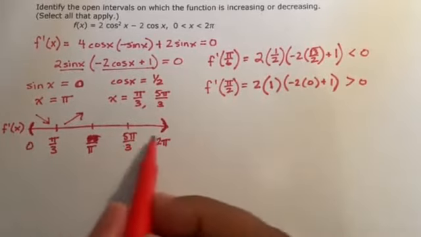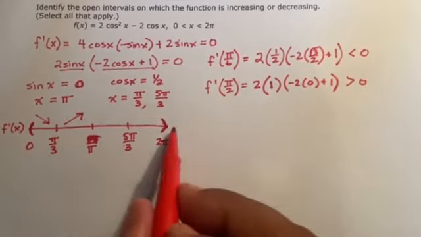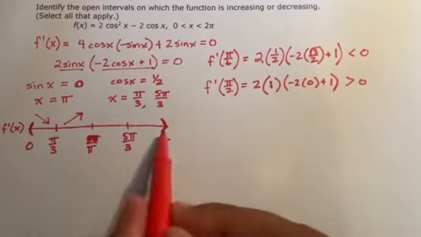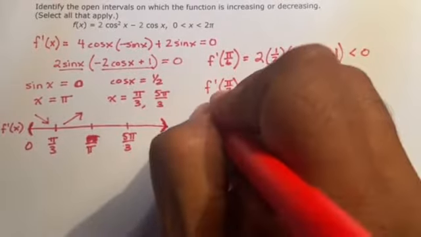Just a note, the book does this a little bit differently. They do it with a table instead of with a number line, but the end result is the same. I just think the number line's easier to see what's going on.